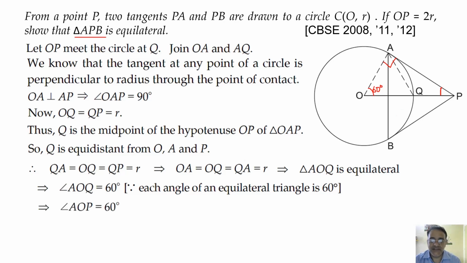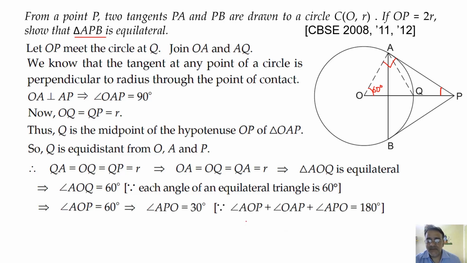So angle AOP is equal to 60 degrees, because AOQ and AOP are both the same angle. So this will imply angle APO is 30 degrees. Why? Because the sum of these three angles is 180 degrees, one angle is 90 degrees, and another angle is 60 degrees. So this angle will be 30 degrees. Now angle APB is 2 times this angle.